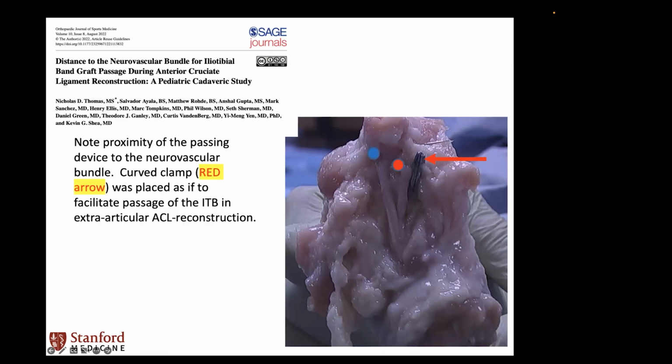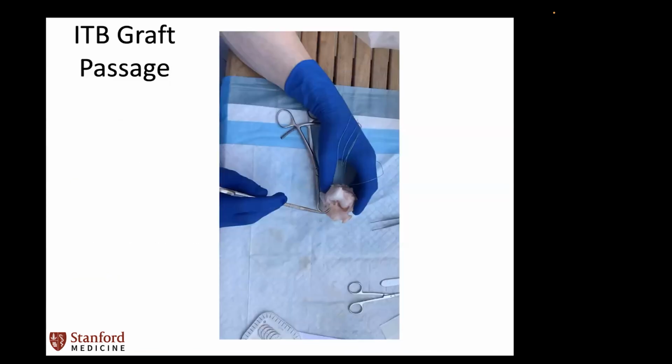I'll call out this red arrow, which is the tip of the clamp. The red is the neurovascular structures. Right here is the artery. Blue is the nerve. So you can see how close you are with that clamp right behind the knee doing this over-the-top position. So clearly it has some risk.